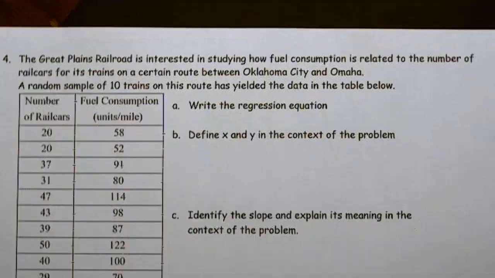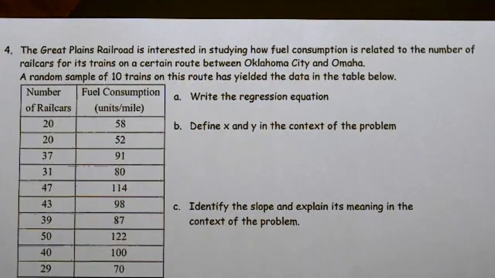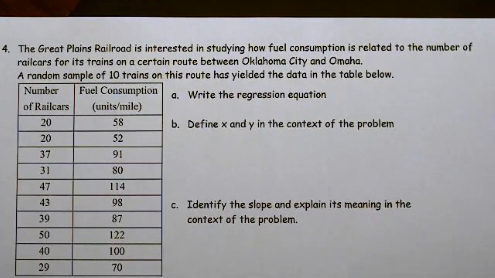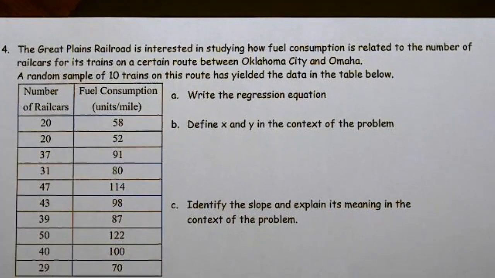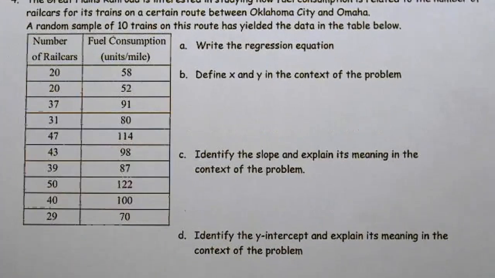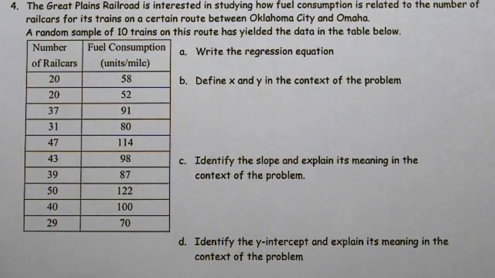Okay, this is problem 4 of the linear regression quiz. It says the Great Plains Railroad is interested in studying how fuel consumption is related to the number of rail cars for its trains on a certain route between Oklahoma City and Omaha. And the very first thing it says is write the regression equation.